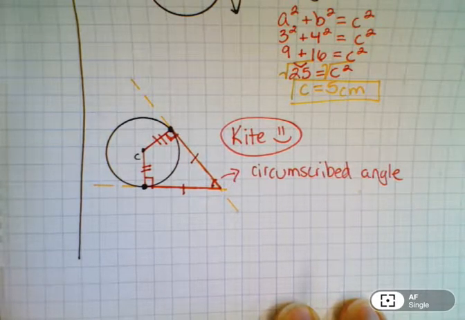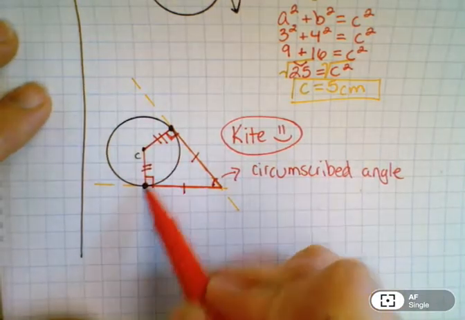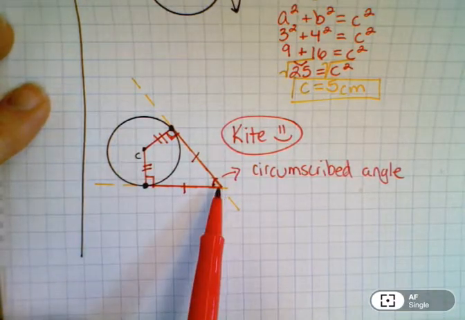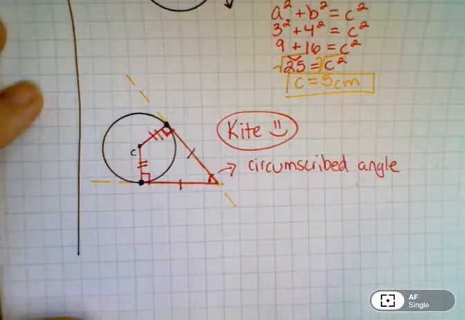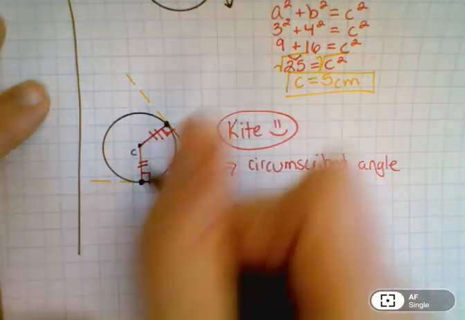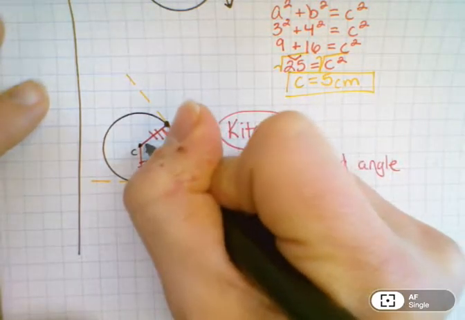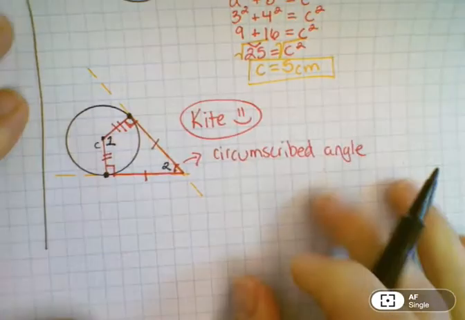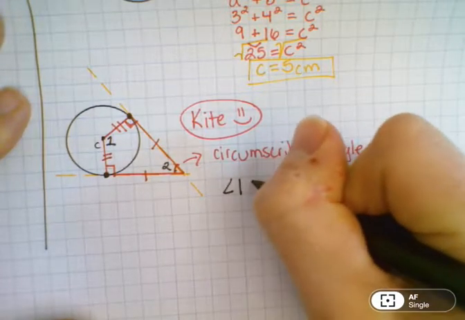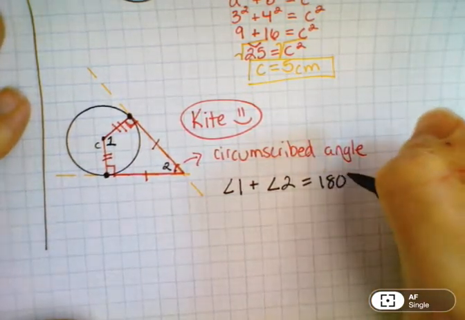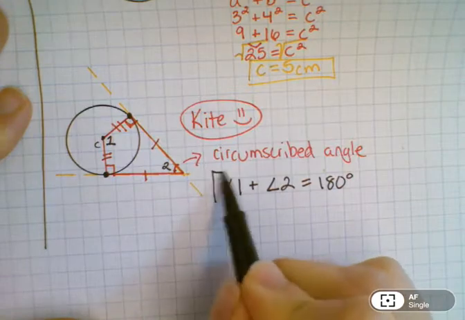And I don't know if you remember this from when we talked about kites, but you always have one pair of opposite angles that's congruent, and the other pair of opposite angles is always going to be supplementary. So why don't we number these angles? We're going to call this angle 1, and we're going to call this angle 2. And what's important for you to know is that angle 1 plus angle 2 will always equal 180 degrees.